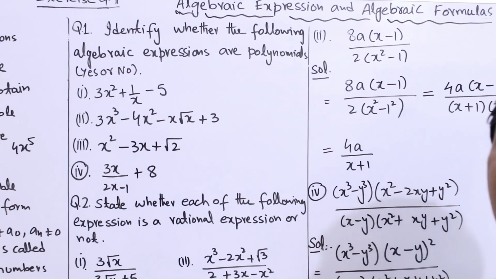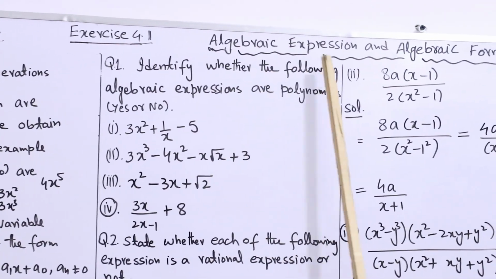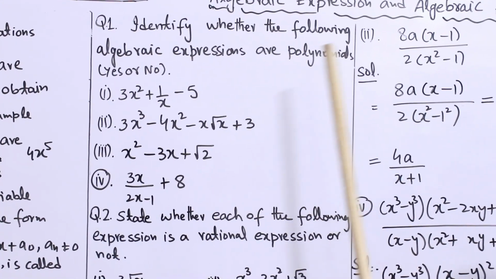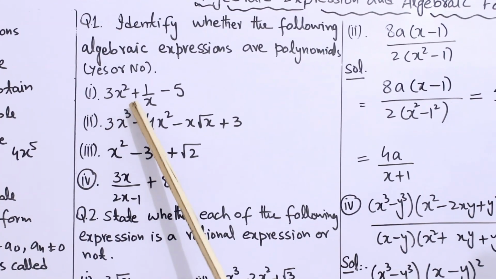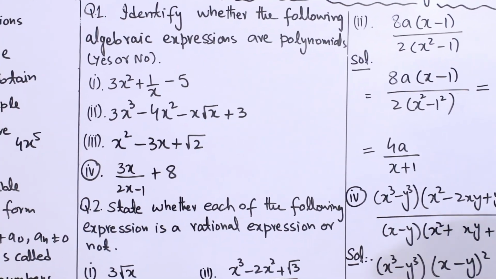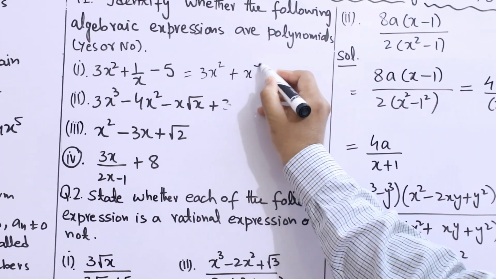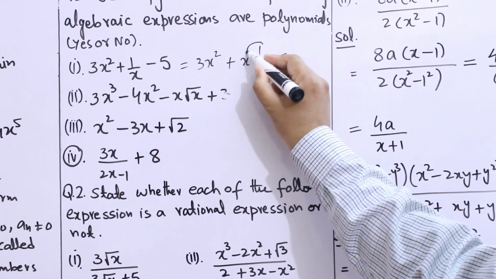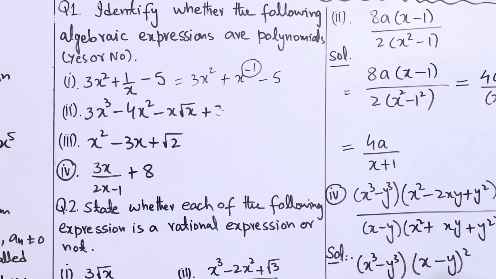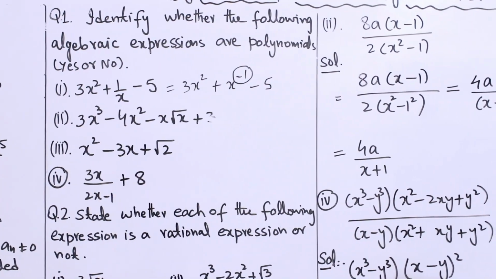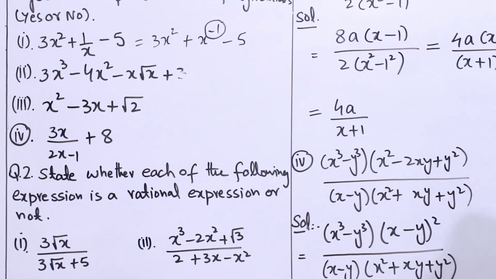So let's start Exercise 4.1. Question number 1. Identify whether the following algebraic expressions are polynomials, yes or no. Here, this is 3x square plus 1 by x minus 5. This can be written as 3x square plus x raised to power minus 1 minus 5. Here the power is not a non-negative integer, so we can say that this is not a polynomial. Simply, this is an algebraic expression.